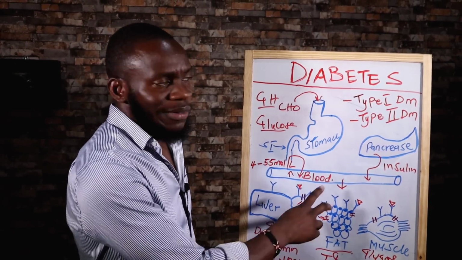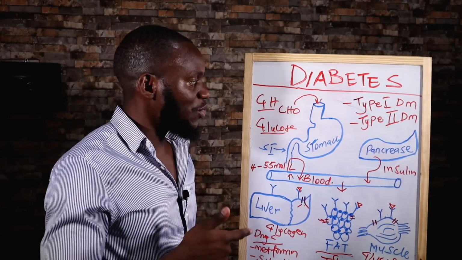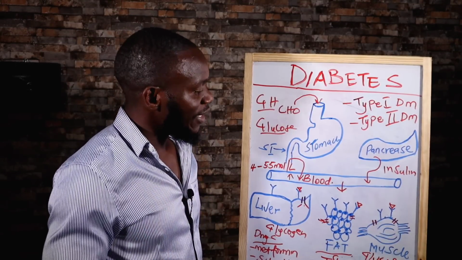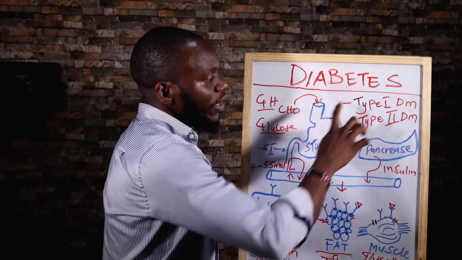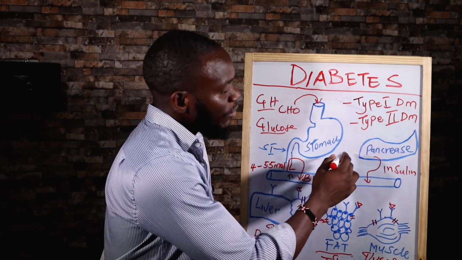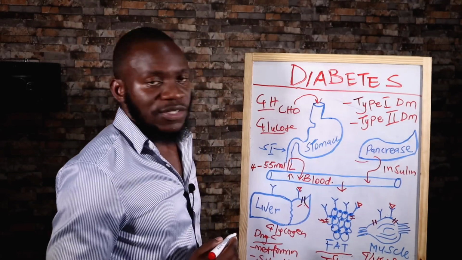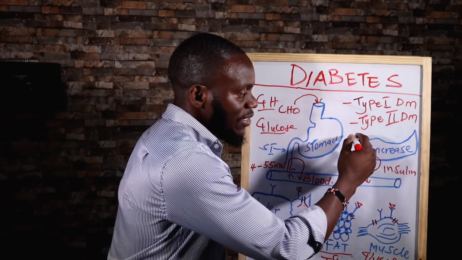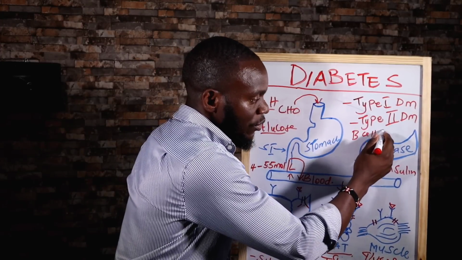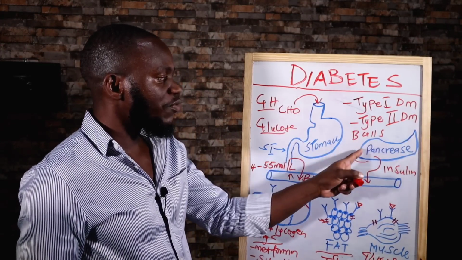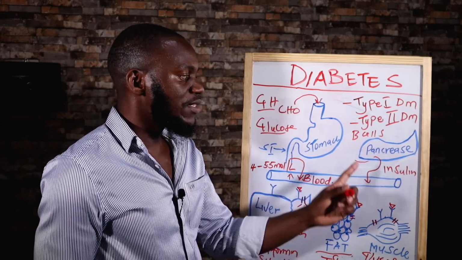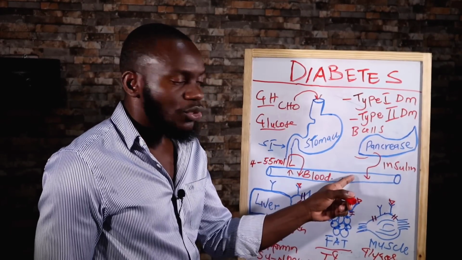Now diabetes is divided into two, type 1 and type 2. There's also a type 3, which we'll handle later on. But type 1 is where somebody is born with a dysfunctional pancreas, and in the pancreas there are cells called beta cells. These beta cells are the ones that produce insulin. So if you have a dysfunctional pancreas, then you'll not have beta cells, then you'll not produce insulin, and therefore you'll not control blood sugar levels.